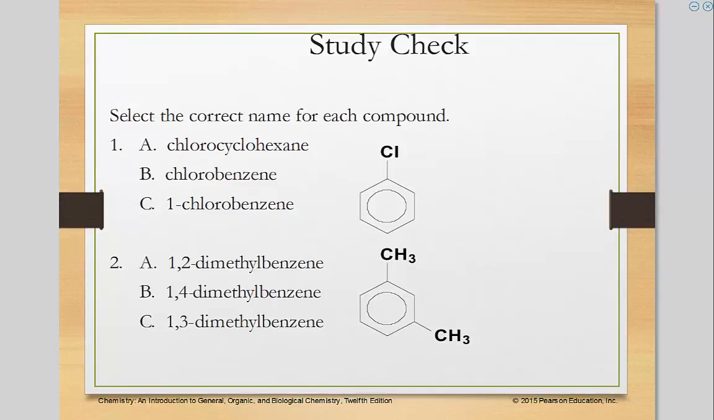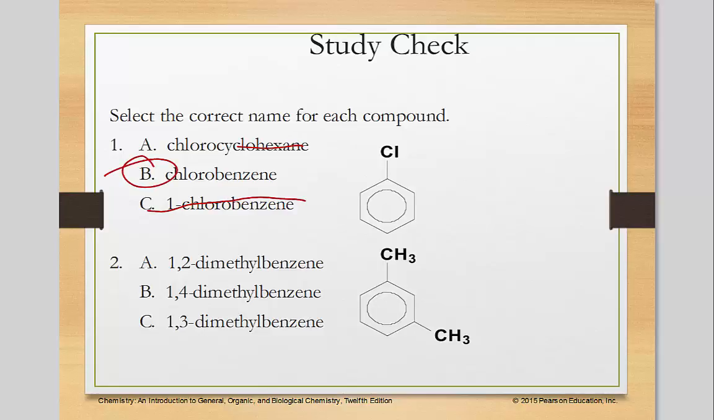Alright, so let's try this. Our choices are chlorocyclohexane. It's not hexane, so it can't be hexane. Chlorobenzene, which sounds right, or 1-chlorobenzene. Remember, if there's only one substituent, you don't have to use it. So that's why it's B.